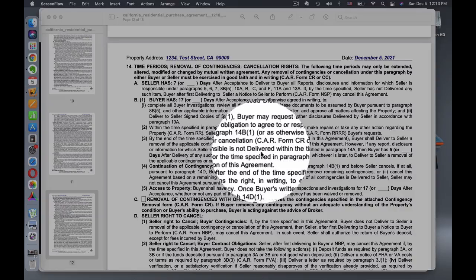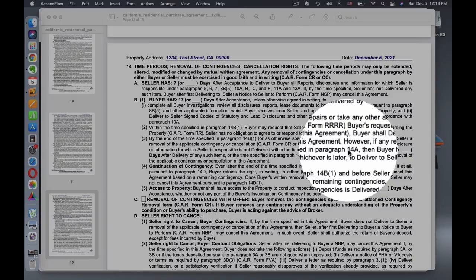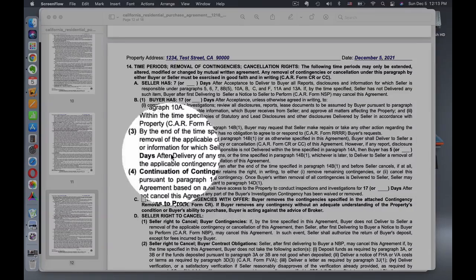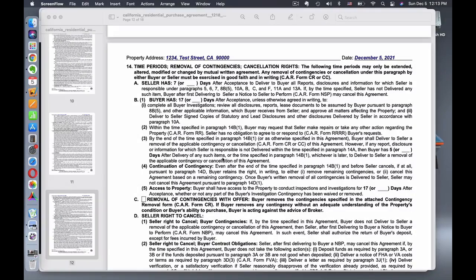But it does say right here, however, if any report, disclosure, or information for which the seller is responsible is not delivered within the time frame above, then the buyer has 5 days after the delivery of any such item or item specified in paragraph 14B, whichever is later, to deliver the seller removal of the applicable contingency or cancellation of this contract.